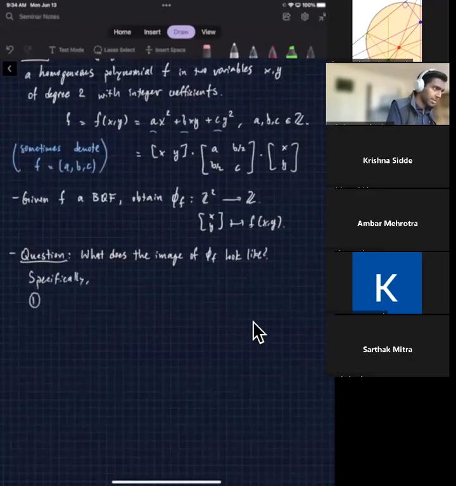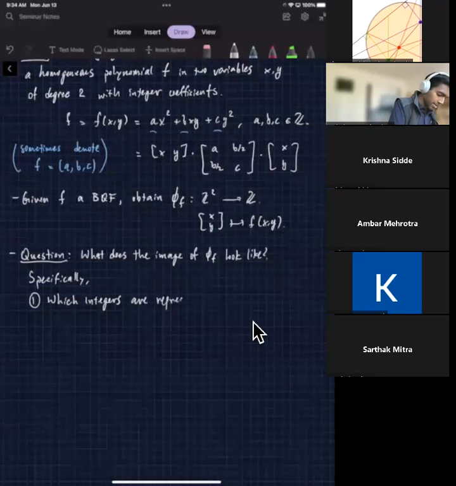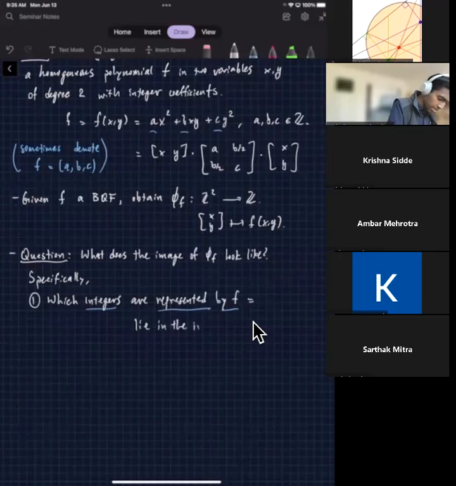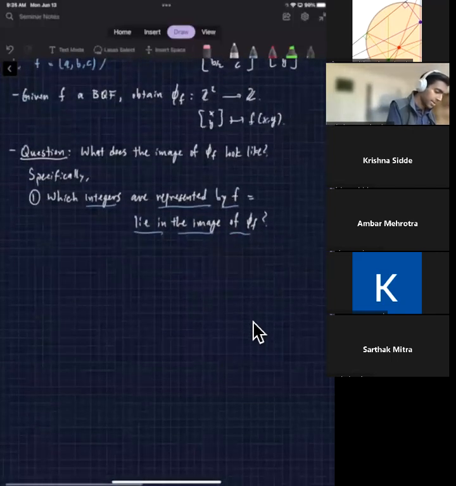Specifically, one question we may be interested in is which integers are represented by f. So when I say an integer represented by f, what I mean is which integers lie in the image of the function phi f. So yeah, represented by f just means lying in the image of phi f.